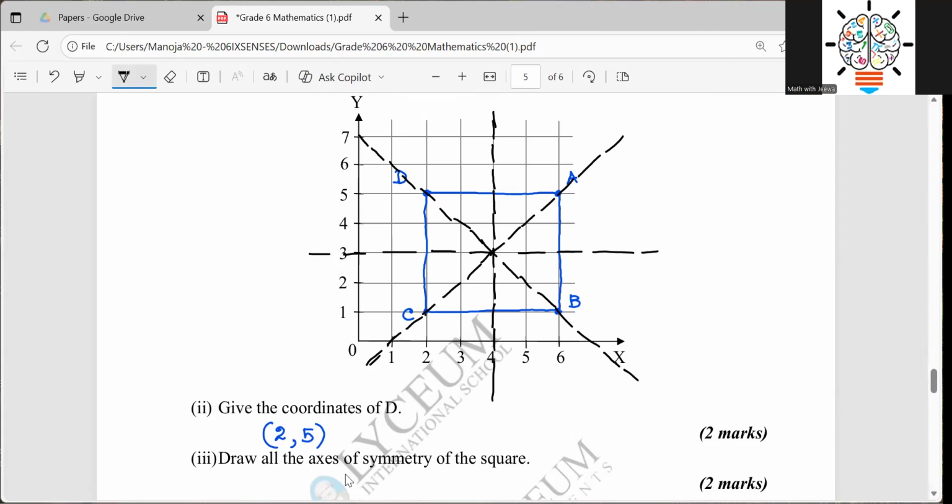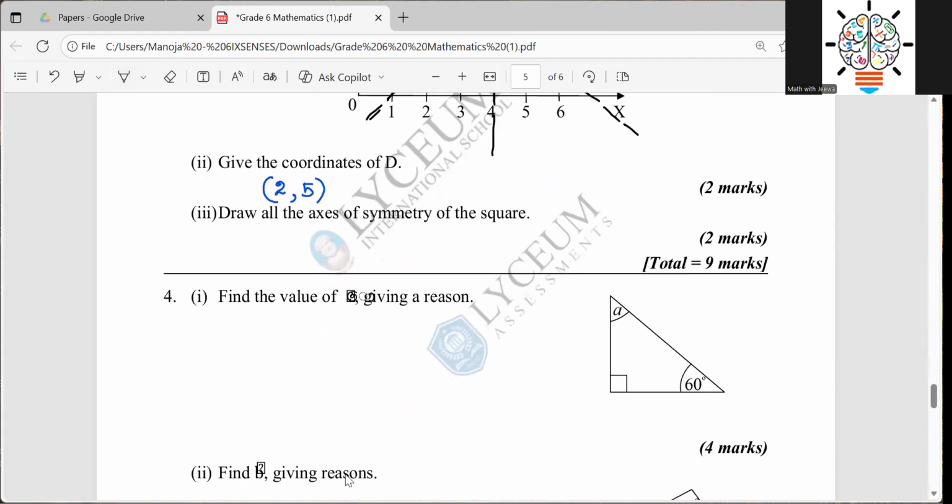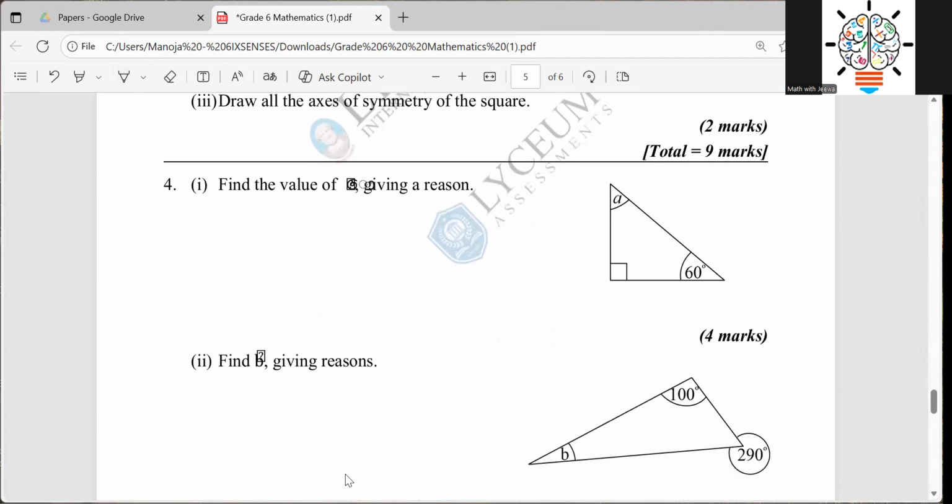Right. So these are the axes of line symmetry. You fold the square along either of the dotted lines that you can see, exactly, so that the two portions match. That is the line of symmetry, okay? And find the value of A.